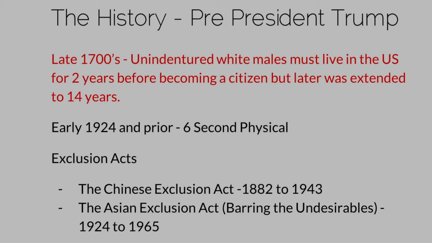The Exclusion Act was something that also took place, and this was barring immigration to the United States. The Chinese Exclusion Act is talked about somewhat in our history books, from 1882 to 1943, but then there was also a more expanded Exclusion Act, the Asian Exclusion Act, that took place from 1924 to 1965, barring all Asians from entering the United States at the time.